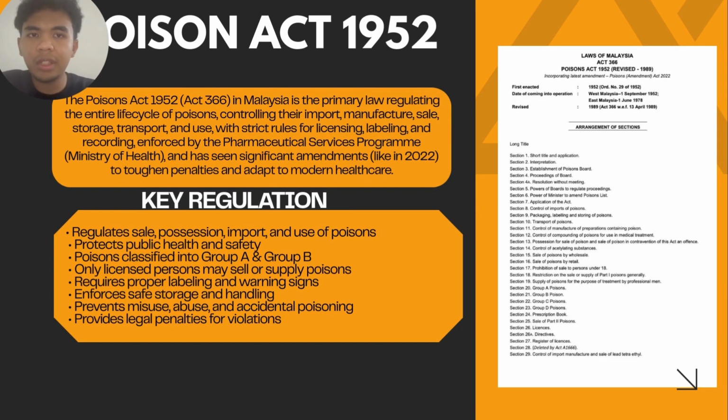For the key regulation, we need to regulate the sale, possession, import and use of poison, and protect public health and safety. Poisons are classified into groups A and B, and there are also 28 groups, and only a licensed person may sell or supply poisons.